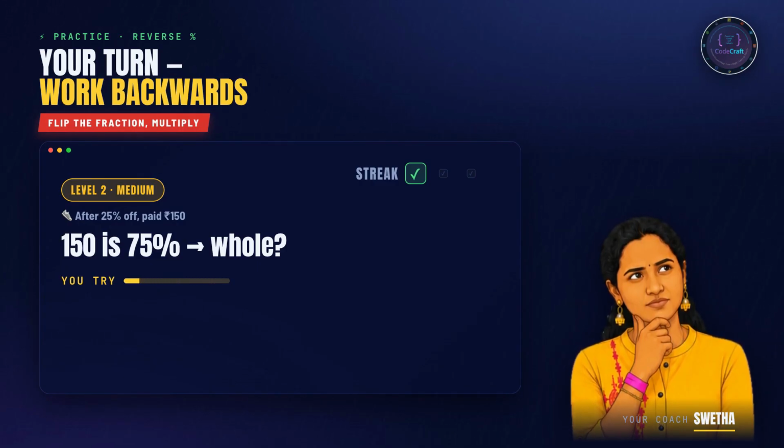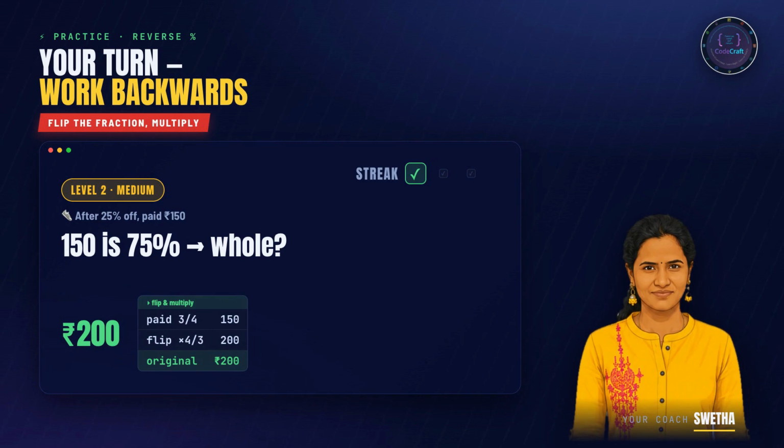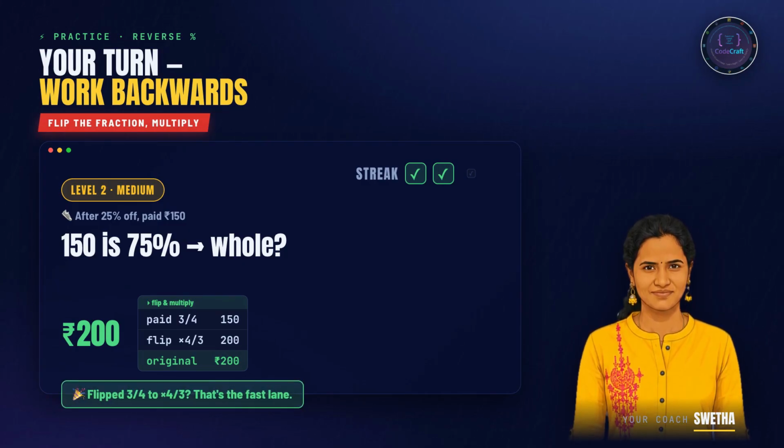You paid 75%. That's 3/4. Flip it to 4/3 and multiply. 150 times 4/3. 150 over 3 is 50, times 4 is 200. The original was 200 rupees. If you flipped the fraction instead of guessing, that's the fast lane.